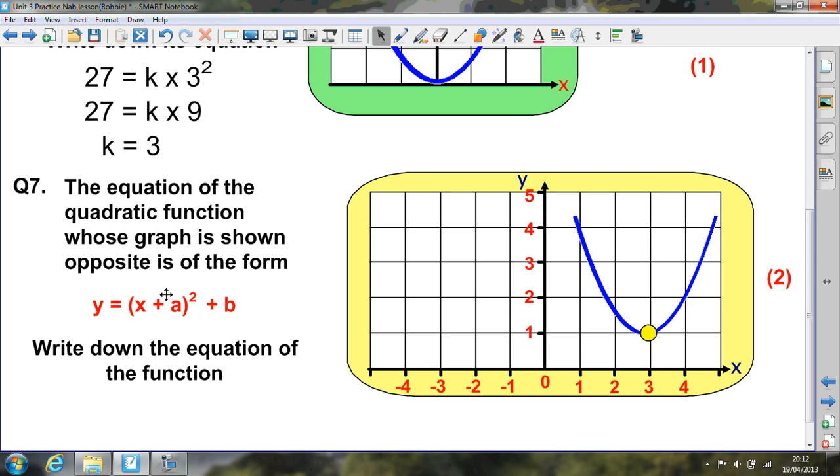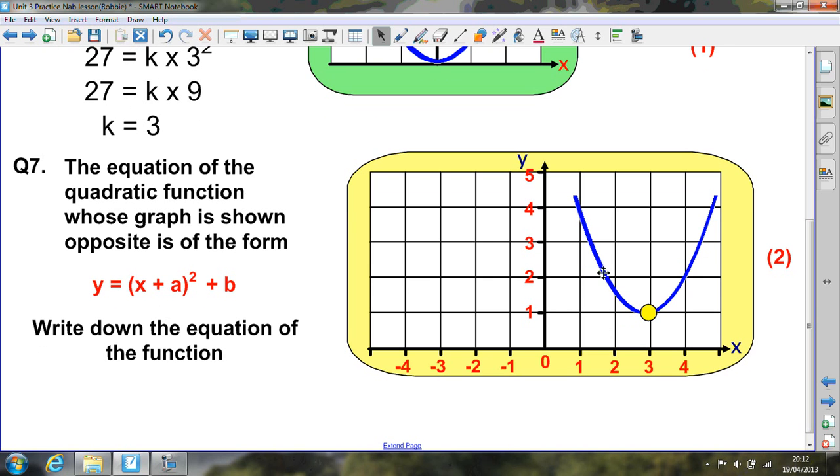The bracket has to come to 0 when you put the x value in. In this case, the x value is 3. So a must be negative 3. So the equation of this quadratic here would be y equals x take away 3 squared plus 1 for 2 marks.